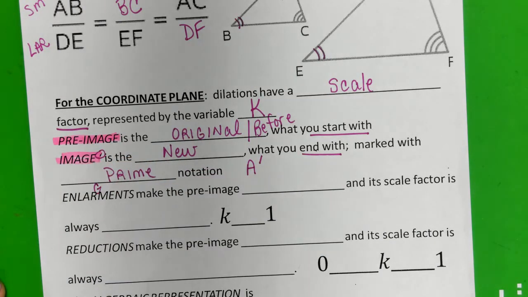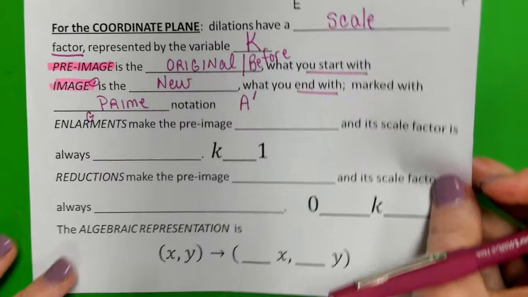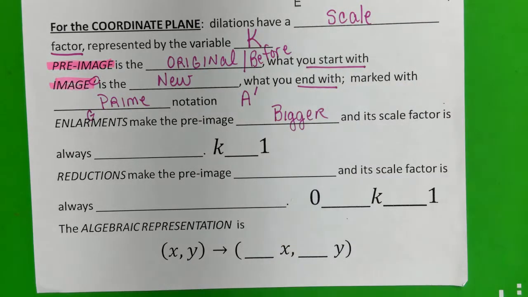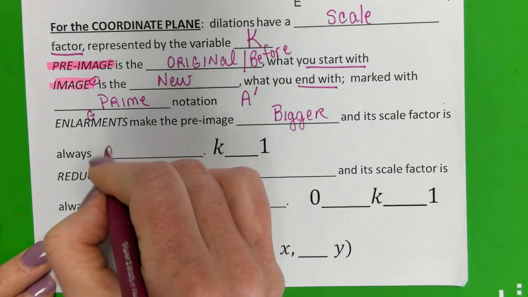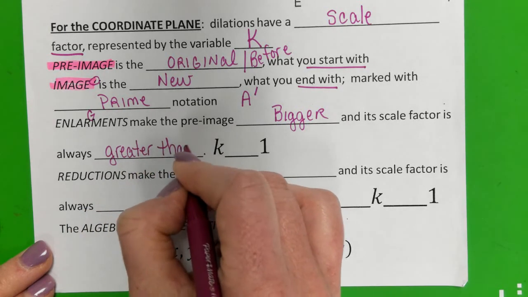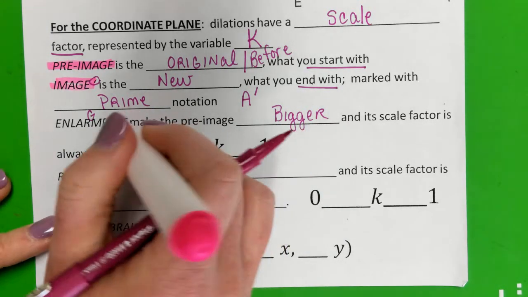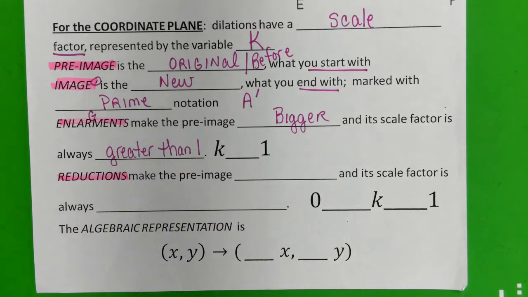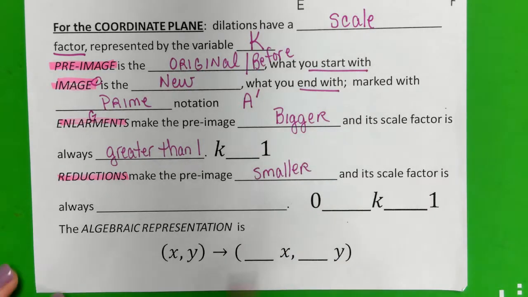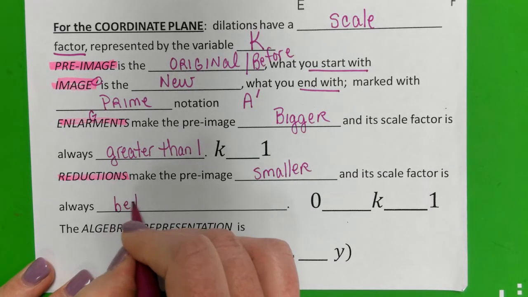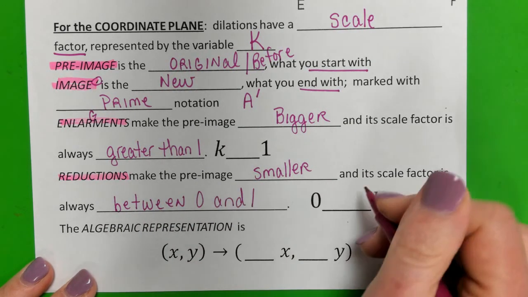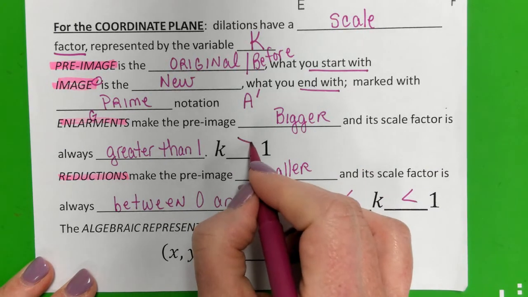Okay, enlargements make the pre-image bigger, right? And its scale factor is always greater than 1. So enlargements. If it's a reduction, then our pre-image gets smaller, and its scale factor is between 0 and 1. So it would look something like this, and I forgot to do that.